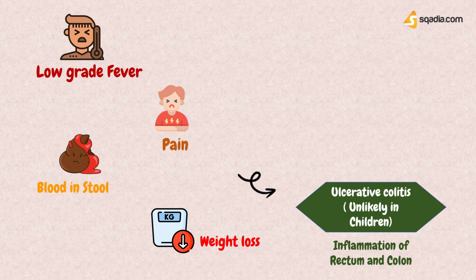So now, if you are clear about your findings, you can manage your patient accordingly or do further investigations if required. That was all about the differential diagnosis of abdominal pain in children.